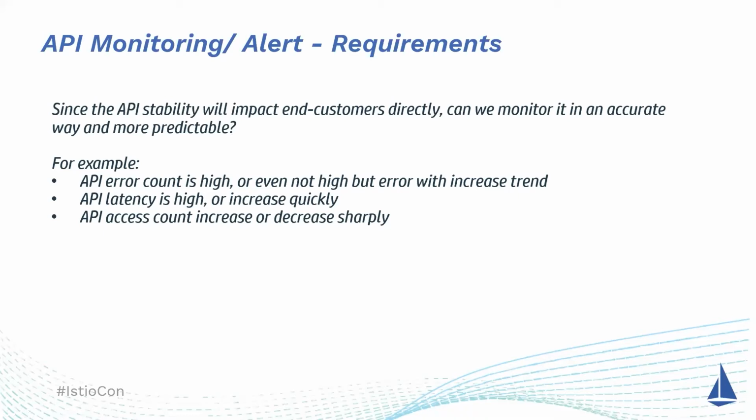Yeah. So previously we were monitoring the service error rate, and we alerted based on the service error rate. But in this way, we met some challenges because this kind of alert will not be accurate. So we want to change to the API level instead of the service level.